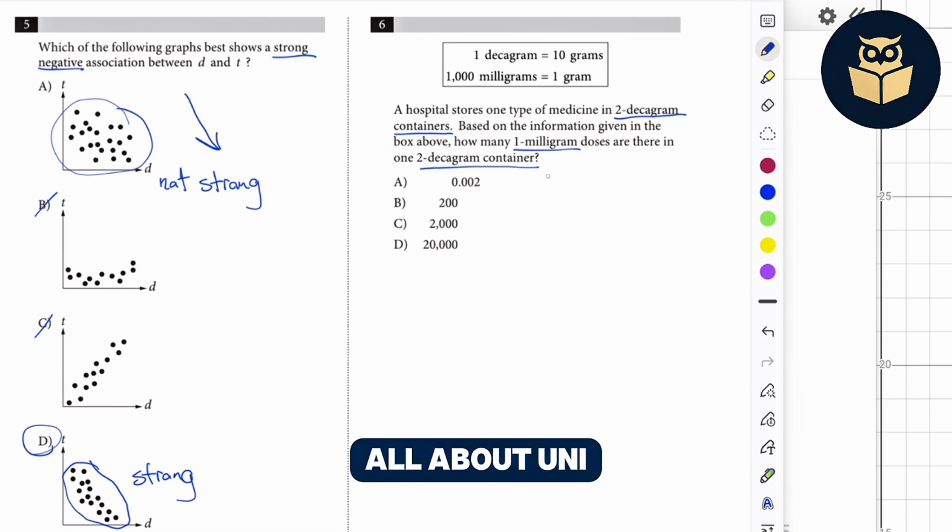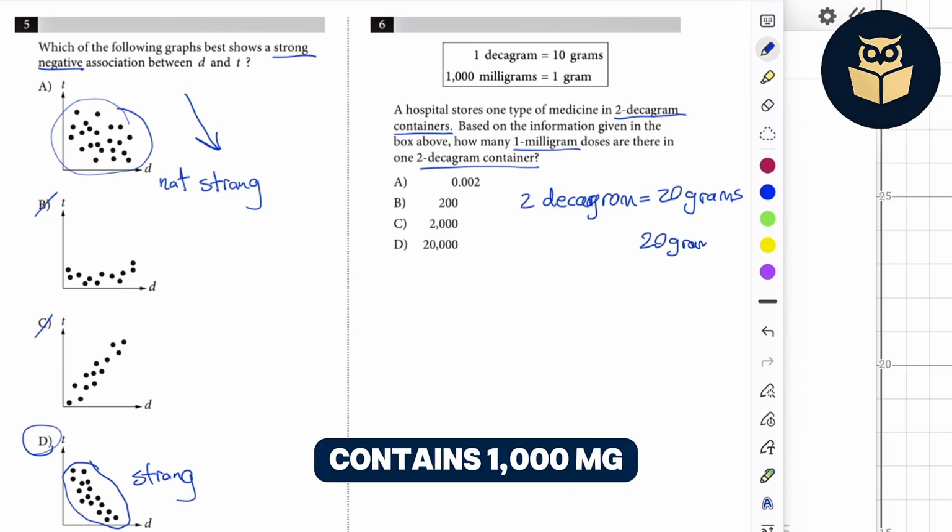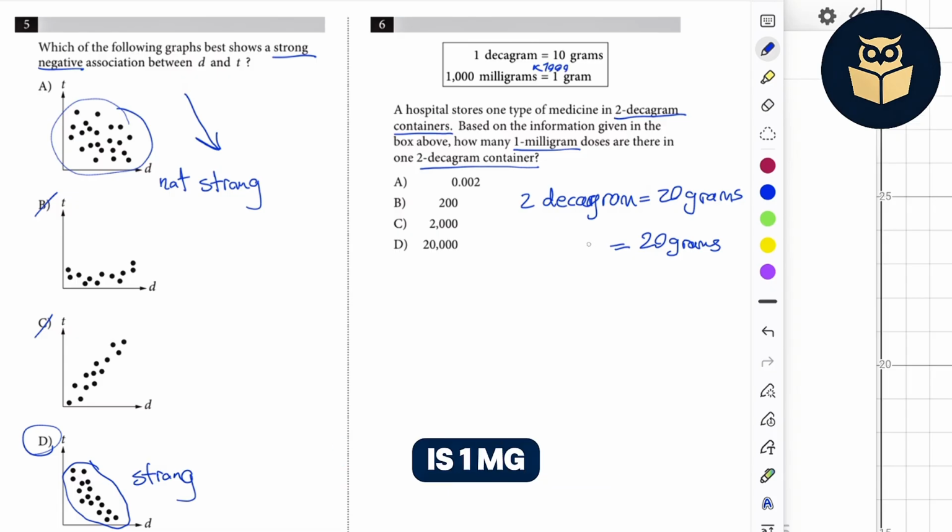Question 6 is all about unit conversions. So don't let the medical terms confuse you. A doctor has a 2 decagram container. We're told 1 decagram is 10 grams, so 2 decagrams is 20 grams. Next, 1 gram contains 1,000 milligrams. Multiply 20 grams by 1,000, and you get 20,000 milligrams. Since each dose is 1 milligram, that means we have 20,000 doses in total. Choice D is correct.